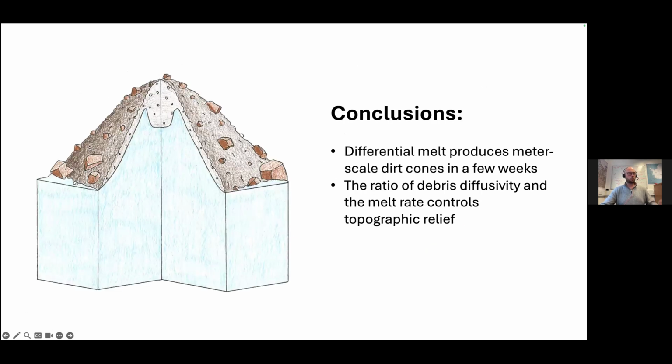So to conclude this little part of the talk, with this model, we showed that differential melt can produce meter-scale dirt cones in a few weeks. And so that's interesting in itself, but maybe the most important finding from this is that the ratio of debris diffusivity and the melt rate controls topographic relief. So we can start to predict how topography might change due to changes in melt rate that we observe on the glacier.